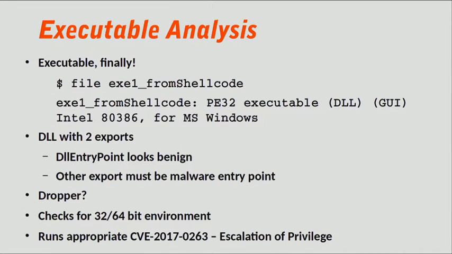Okay, so the first real executable, finally. So it is a real executable. We can test it with file. File says that it's a valid PE32 executable. And in fact, it's a DLL file with 2 exports, so 2 functions which can be called out of that file. One of them is DLL entry point, which looks benign after some time being spent investigating it. So the other entry point is likely to be the malware entry point.